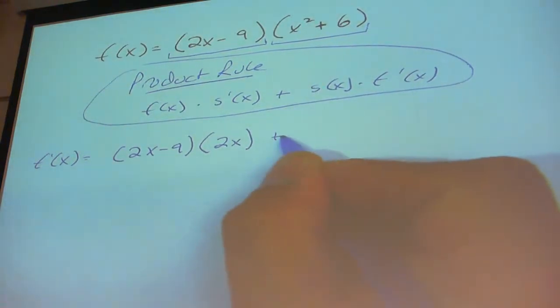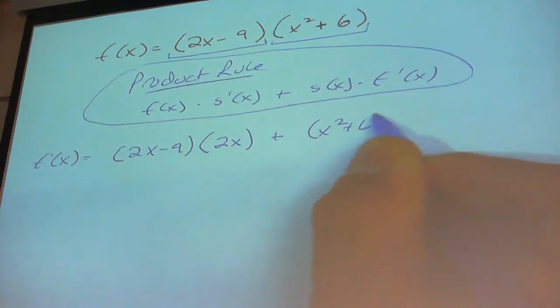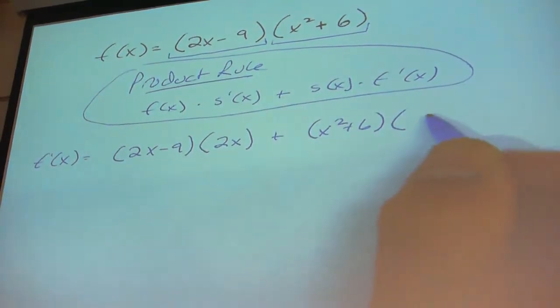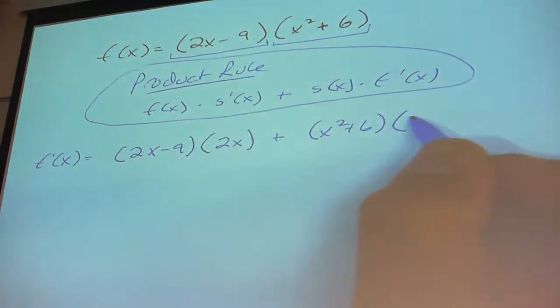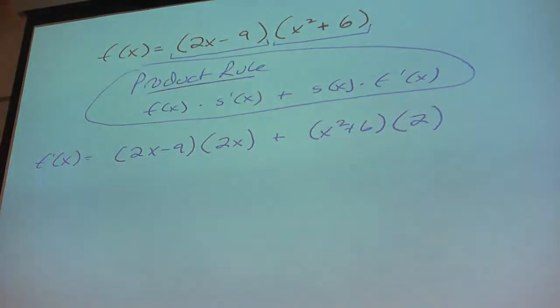Then plus, leave the second one alone, just rewrite it. Derivative of the first. What's the derivative of the first one? Derivative of 2x is 2, derivative of negative 9 is, stop there. If you got that, you got product rule. We're not done, because we need to clean it up, we need to simplify it. But any questions so far?